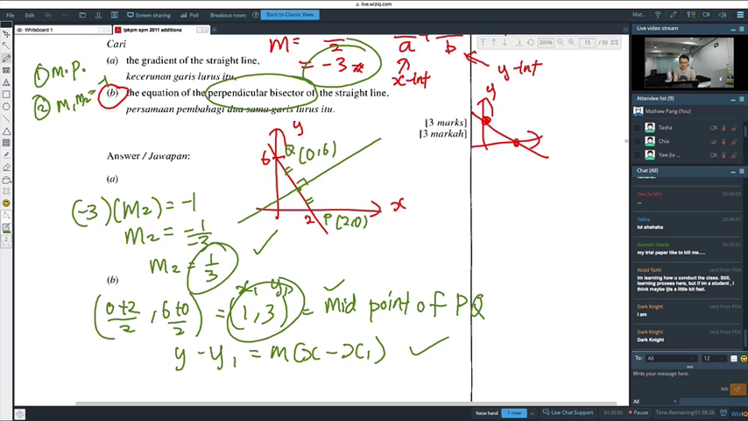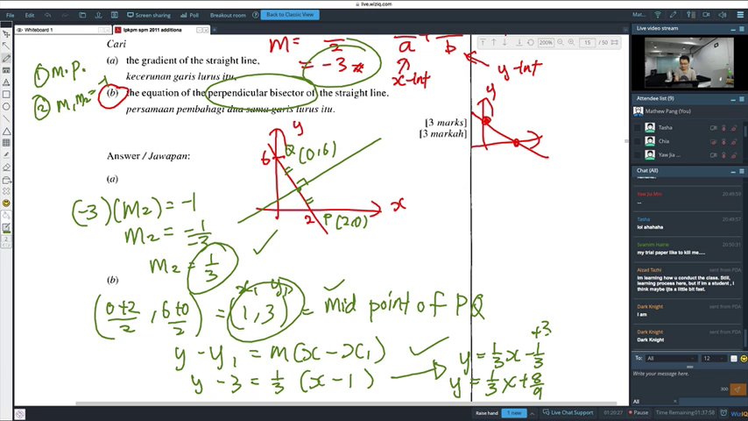So my x1 is 1, and y1 is 3. So y minus 3 equals to 1 over 3 (x minus 1). And then I'm going to solve this one and then I form the equation. So this is y equals to 1 over 3 x minus 1 over 3 plus 3. So plus 3 here. Yeah. So use the calculator. It's just 1 over 3 x plus 3 minus 1 over 3 means plus 9 over 3 minus 1 over 3. So it will be plus 8 over 3.